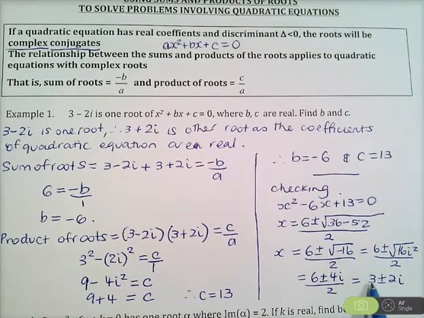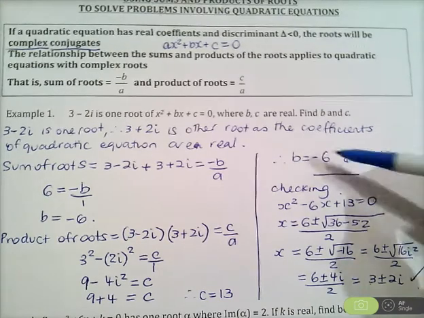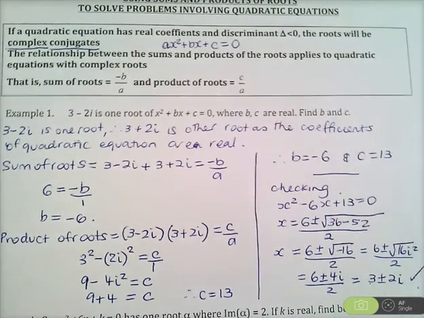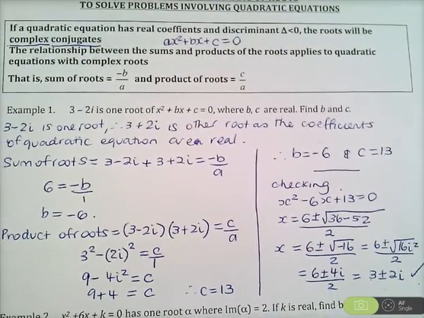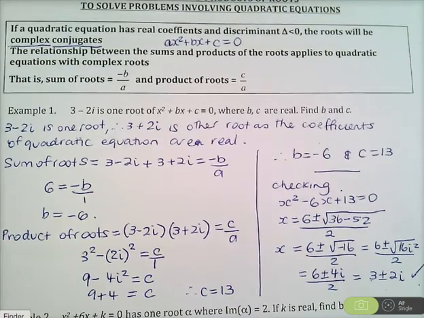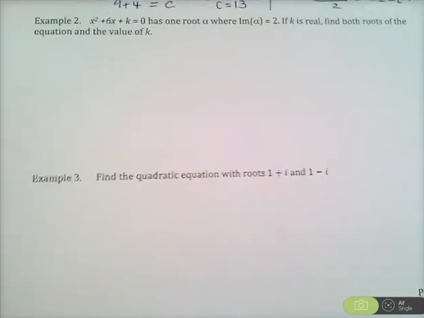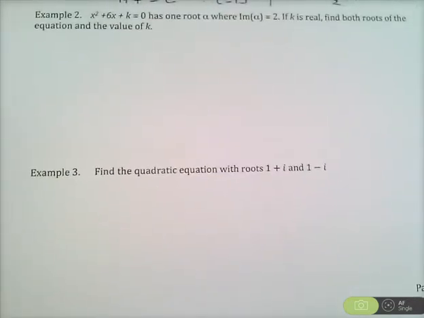Notice that our roots are 3 plus 2i, 3 minus 2i, so we know definitely that our answer of b equals negative 6 and c equals 13 is correct. Now, you don't have to do that in a question. It's just so that I can show you that it is correct. Now we can look at examples 2 and 3.